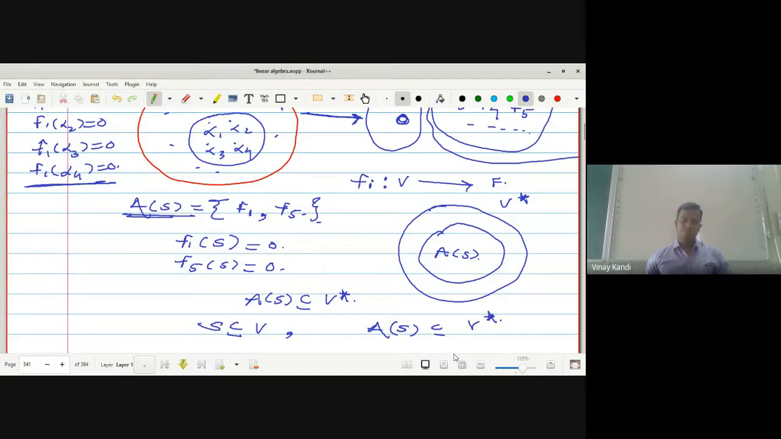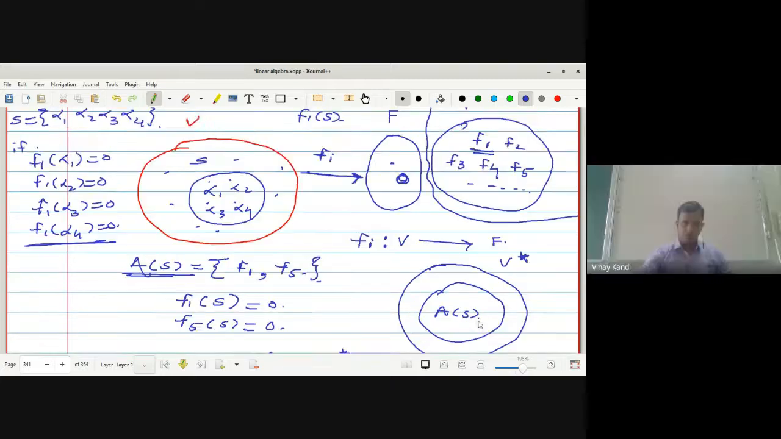Okay, further, what is the annihilator of S? Is it a subspace? We will prove this. Okay, the condition of a subspace is that ax plus by belongs to the annihilator of S; that is the definition of a subspace. Okay, we will look at the condition later. If S is a subset of V, then the annihilator of S is a subset of V star. Okay, any doubt up to here?